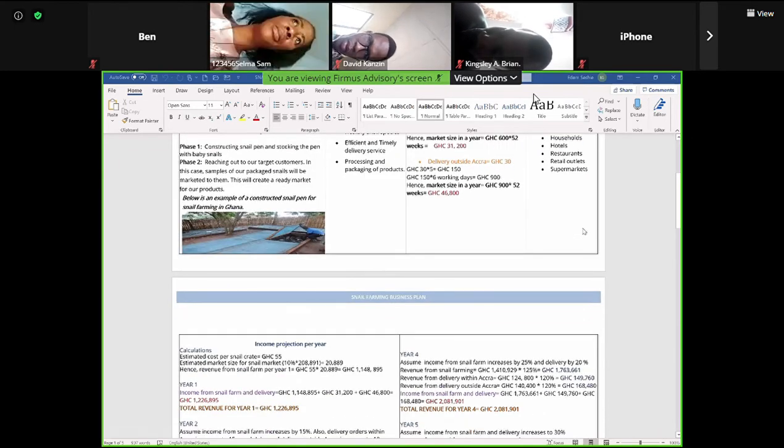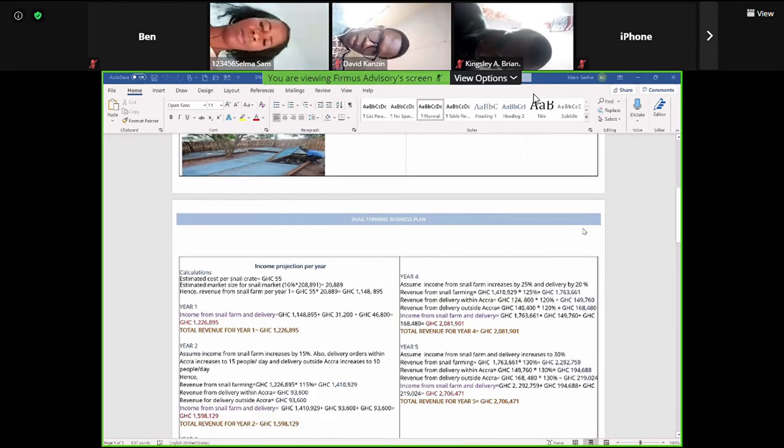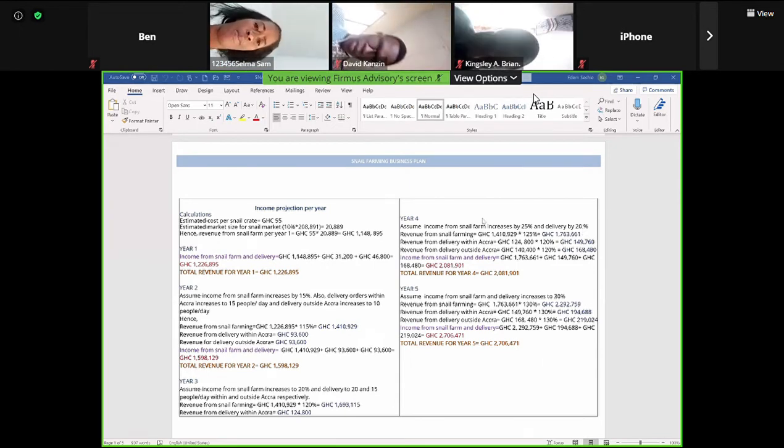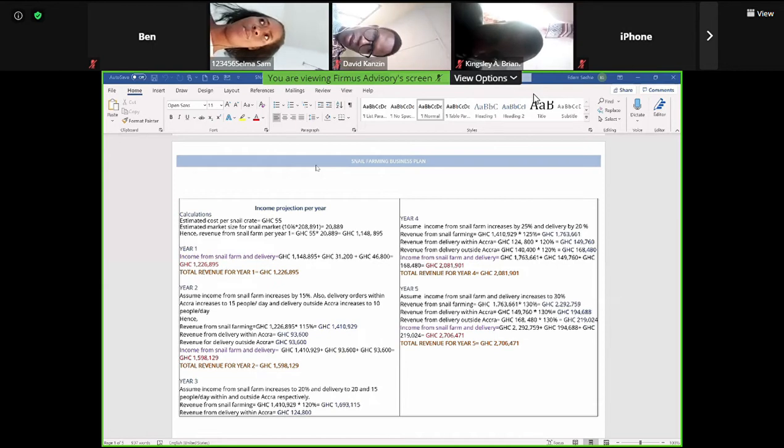Then I come to my income projection. Now, depending on the value I place on it, I said, okay, if I'm able to sell a small crate of snail for this amount of money, and then the market size is that, and I decide to sell it to this number of customers and all that stuff, that is the amount of money I'm going to be making.